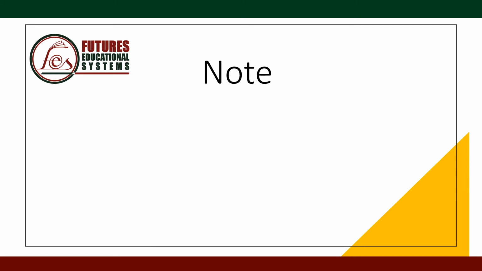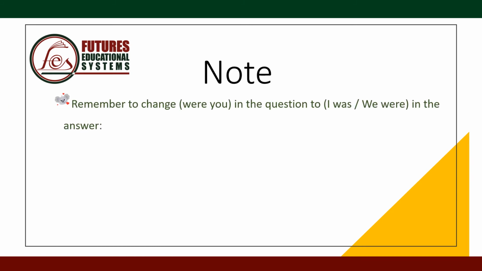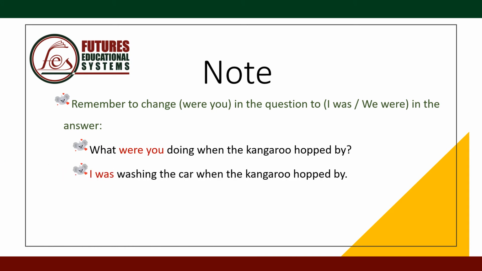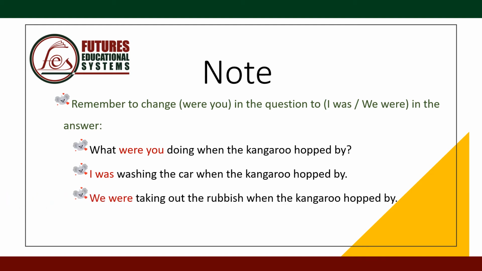Let's look at this note. Remember to change were you in the question to I was or we were in the answer. What were you doing when the kangaroo hopped by? I was washing the car when the kangaroo hopped by. We were taking out the rubbish when the kangaroo hopped by. So where you is changed either to I if we're talking about a singular pronoun or we if we're talking about a group of people.